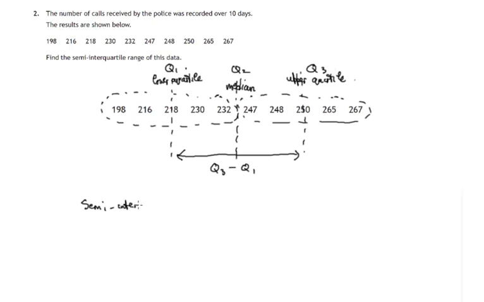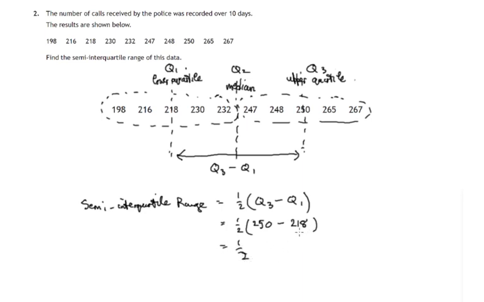So the semi-interquartile range would be a half of the difference between the upper quartile and the lower quartile. That's the gap between these two, half of that gap. So in this case, it's a half of 250 minus 218. 250 minus 218 is 32, and a half of 32 is 16. So the semi-interquartile range for this set of 10 data numbers is 16.